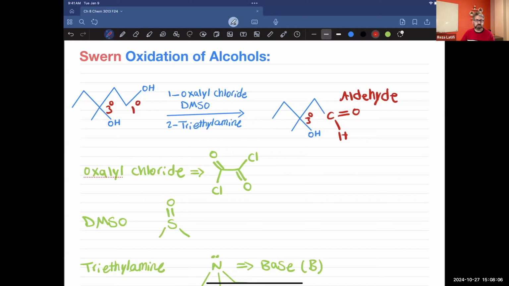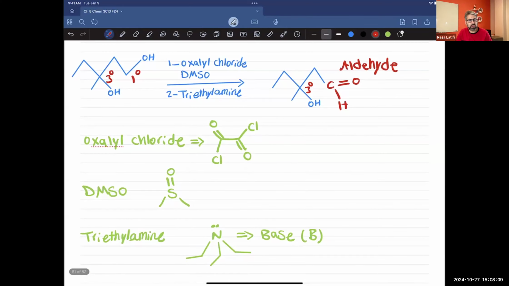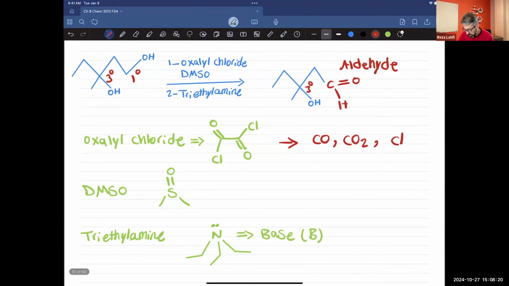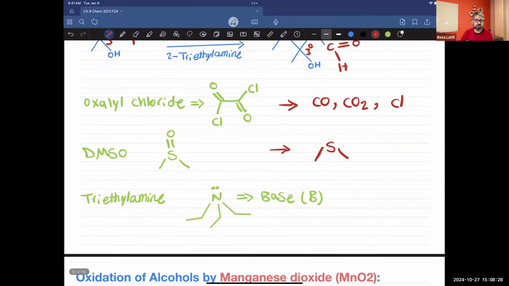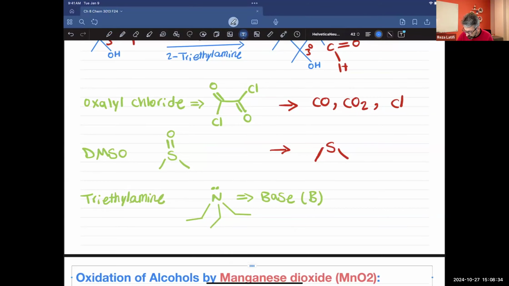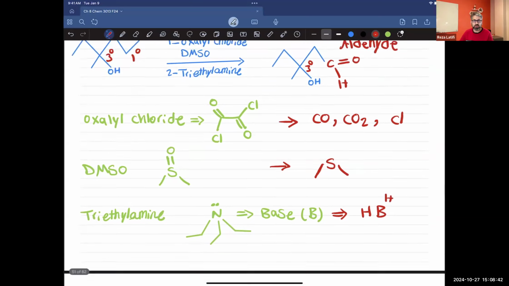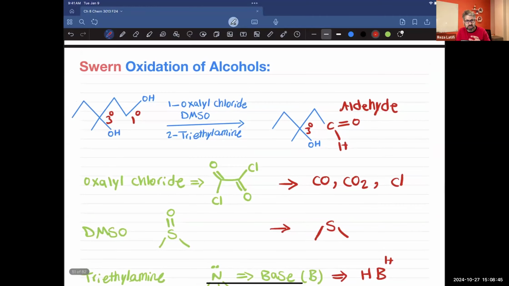How about the rest of the product? Okay, the oxalyl chloride, this one, is going to give us CO and CO2 plus Cl and dimethyl sulfoxide. This one at the end will turn to dimethyl sulfide. And how about the base? The base is technically going to gain H. It will take H from the system. It will turn to HB plus 1.